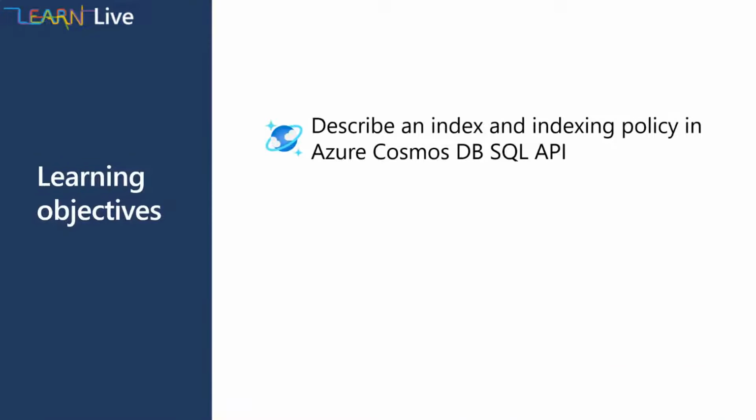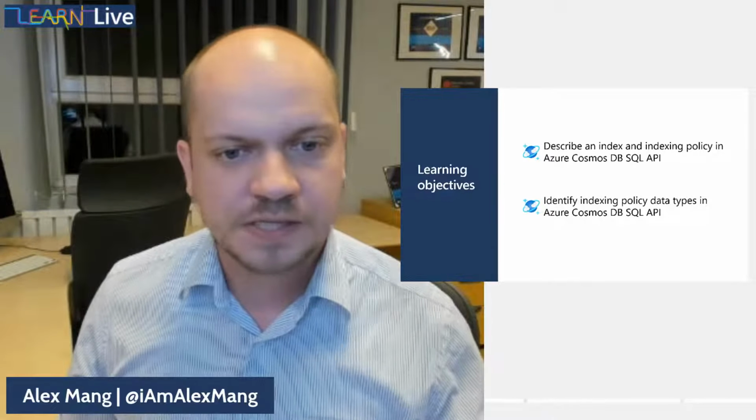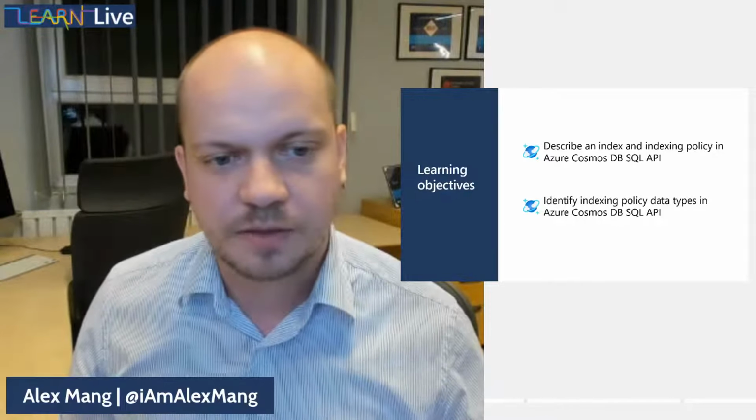Good. Let's actually focus on our topic today, because we have some fun learning objectives ahead. Our learning objectives today are twofold. On one end, we're going to learn what an index is and how indexing policy works, and we're going to identify the indexing policy data types in Azure Cosmos DB SQL API.